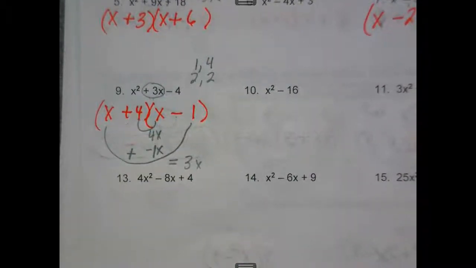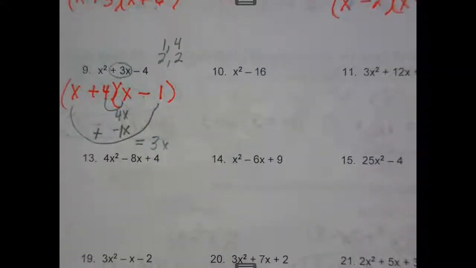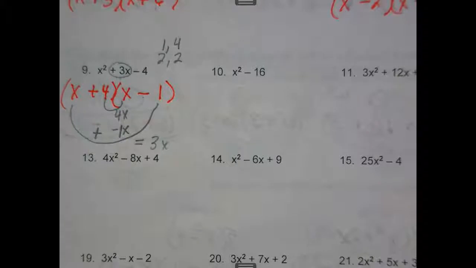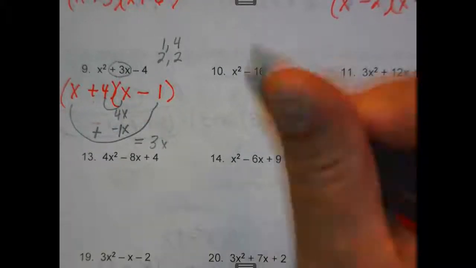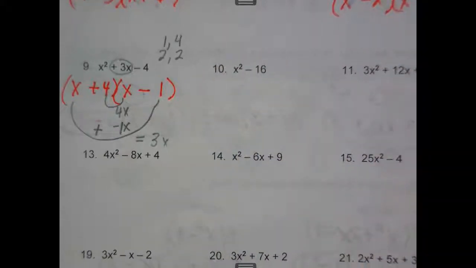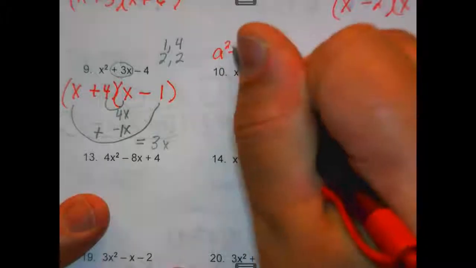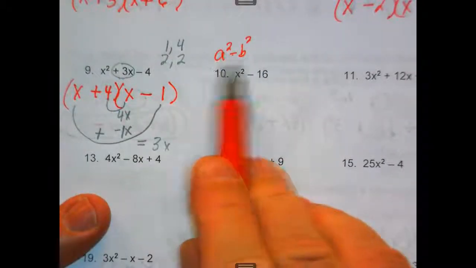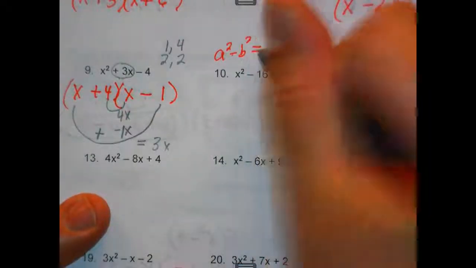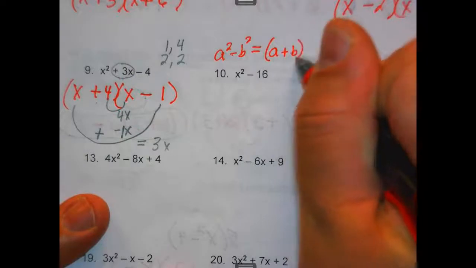Number 10, oh, no, I'm not doing number 10. By the way, number 10 is that special shortcut formula, isn't it? Difference of squares. On the front or on the back of this page, if I have a squared minus b squared, a difference of squares, the shortcut formula says a plus b, a minus b.